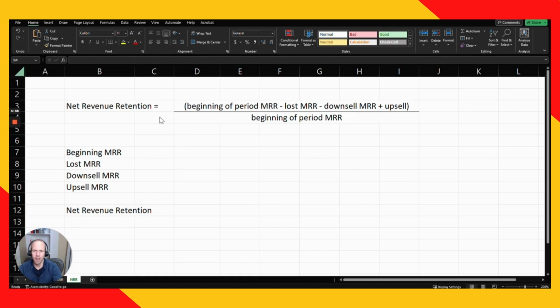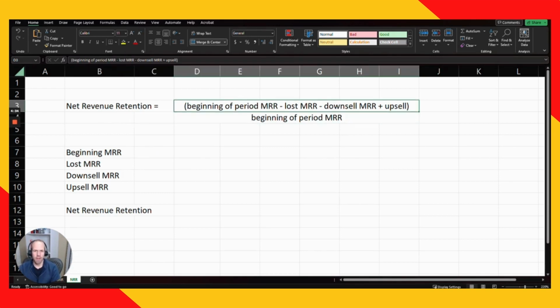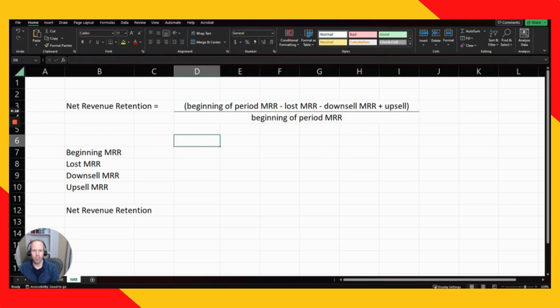Let's start with the definition first, or the formula. So net revenue retention is beginning of period monthly recurring revenue, or MRR, minus your lost MRR, minus your downsell MRR, plus your upsell MRR, divided by your beginning of period MRR. And let's go through each of those components in detail and give you an example.